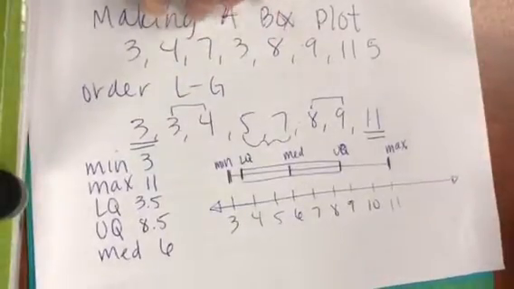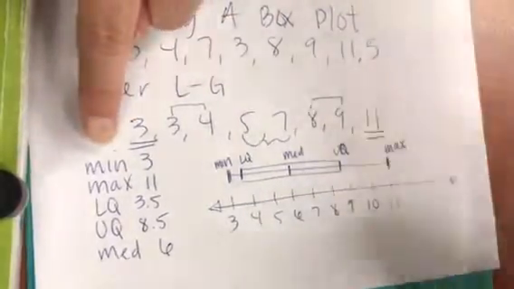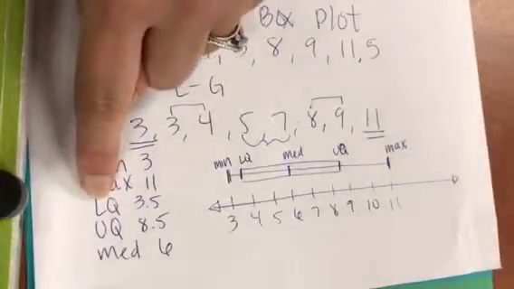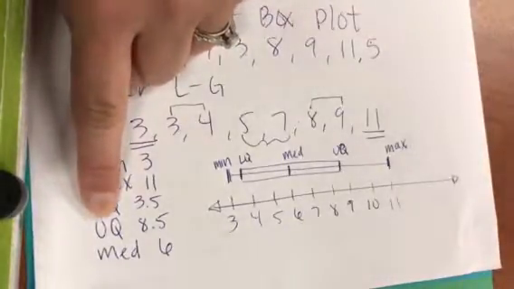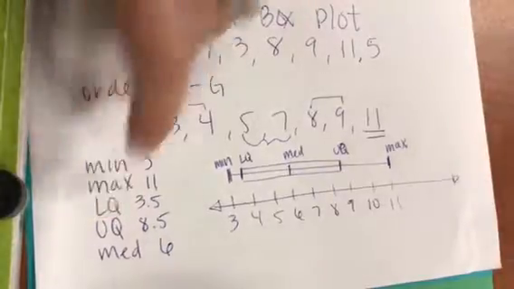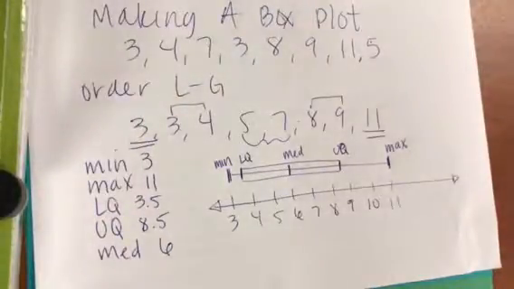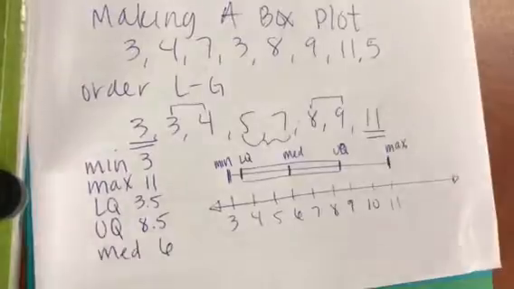Now, when it comes to making your box plot, this is the data you're going to need. You need your minimum, your maximum, your lower quartile, which is the average of your lower data, your upper quartile, which is the average of your upper data, and then your median, which again is the same as any other median. The middle number.